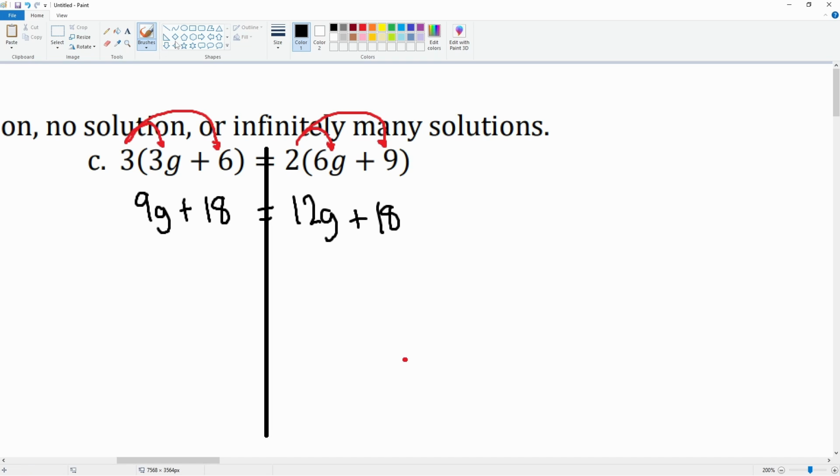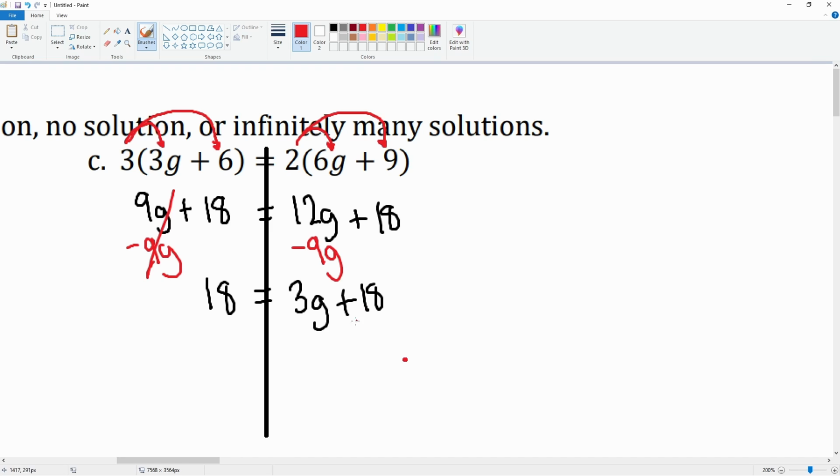I made a mistake. So, we can subtract 9g from both sides, because we're getting rid of the smaller variable. This cancels. This gets you 18 equals, what is this, 12 minus 9, which is 3g. Bring down the plus 18.